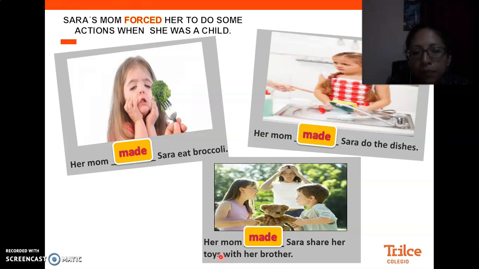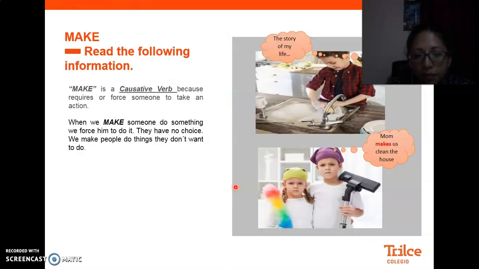And finally, Sarah didn't like to share her toys with her little brother, but her mom made Sarah share her toys with her brother. Did you get it? Now let's move to the next slide. Here it says make. Read the following information.